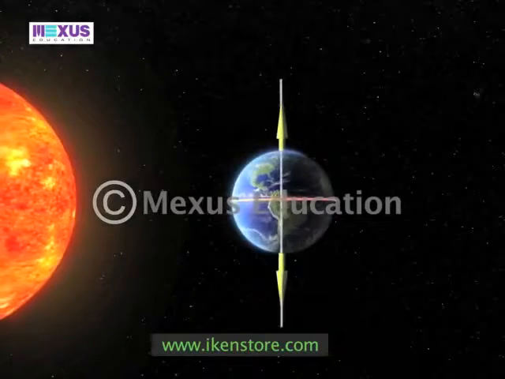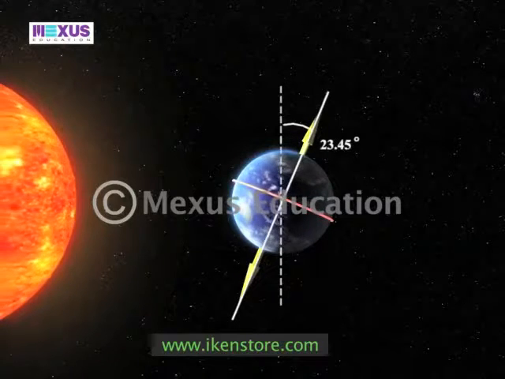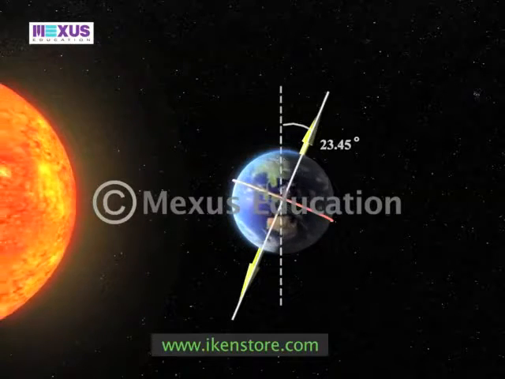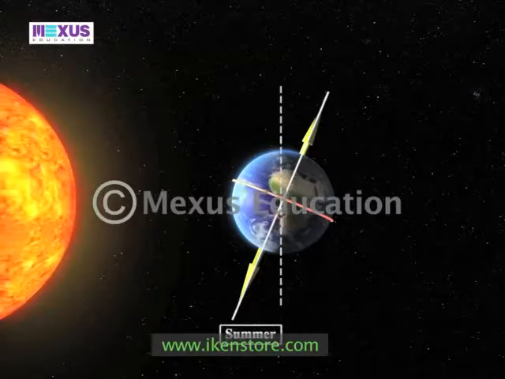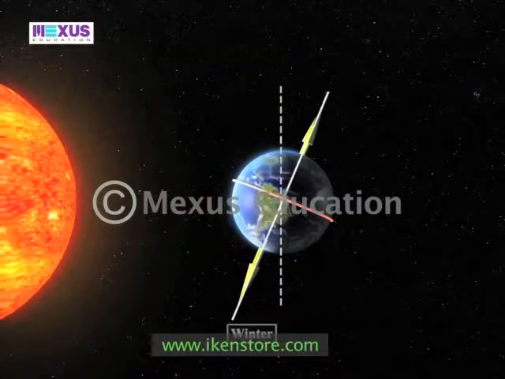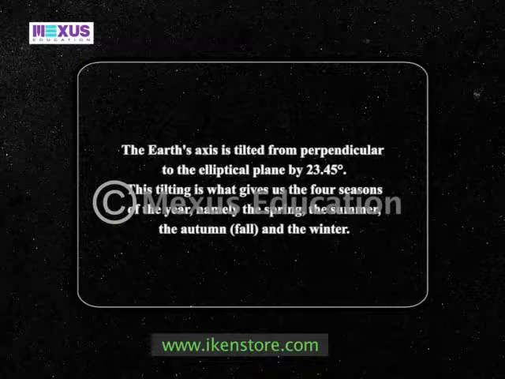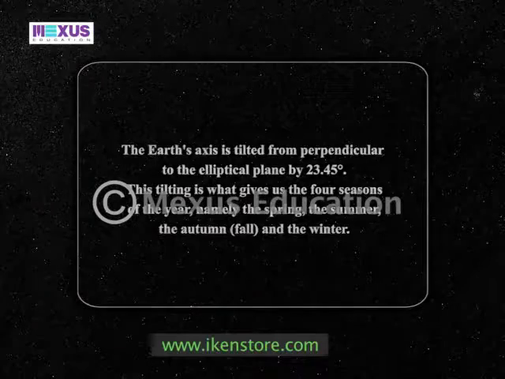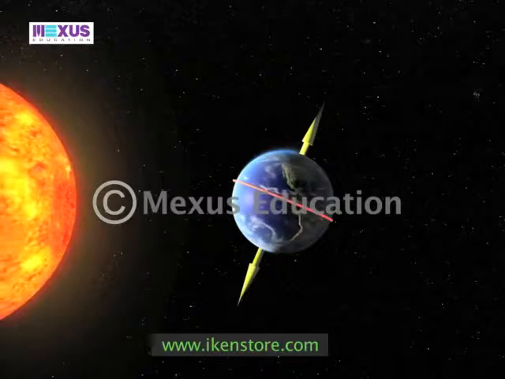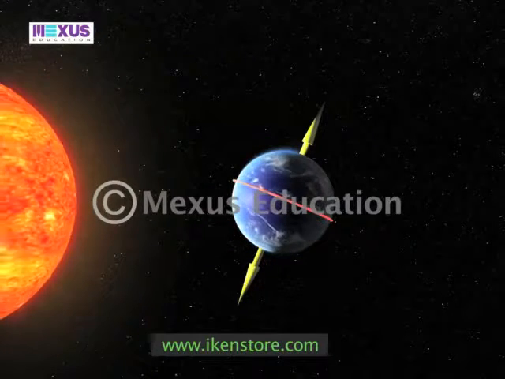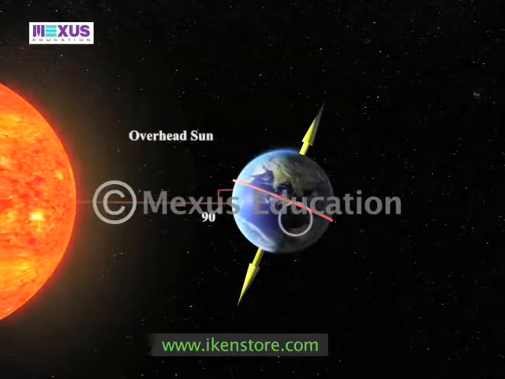The Earth's axis is tilted from perpendicular to the elliptical plane by 23.45 degrees. This tilting is what gives us the 4 seasons of the year, namely the spring, the summer, the autumn or fall, and the winter. Since the axis is tilted, different parts of the globe are oriented towards the sun at different times of the year, which is determined by the relationship between the overhead sun and the Earth.